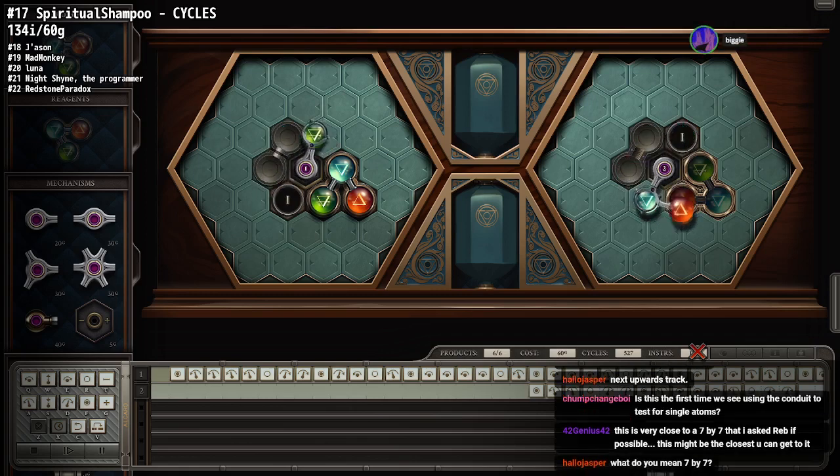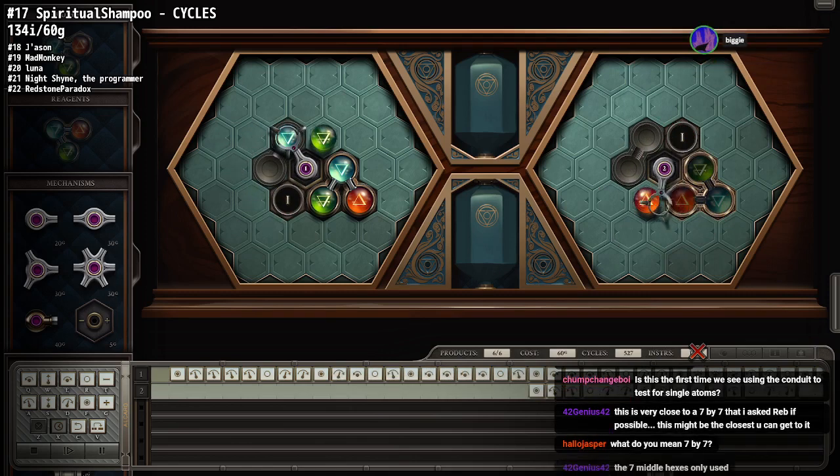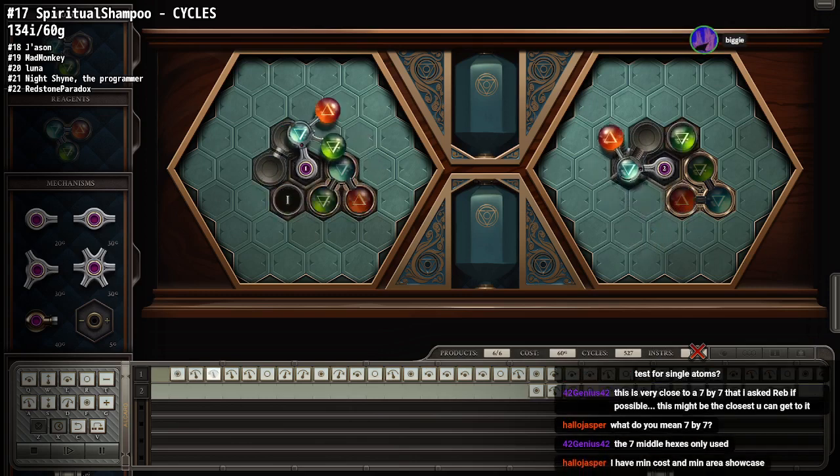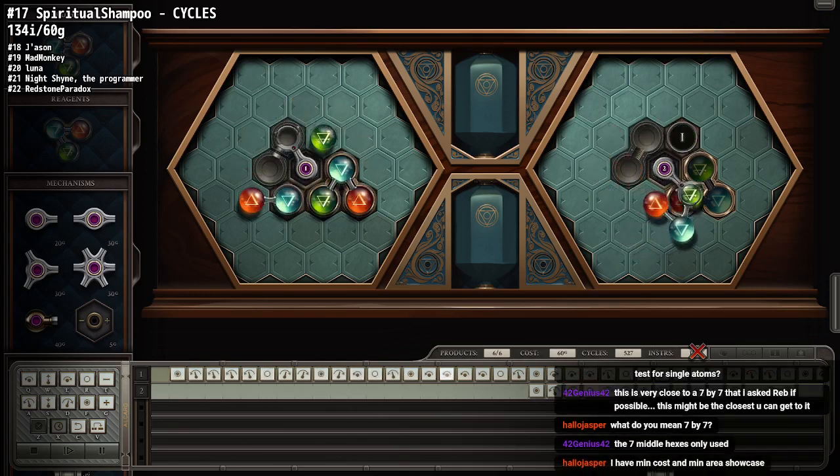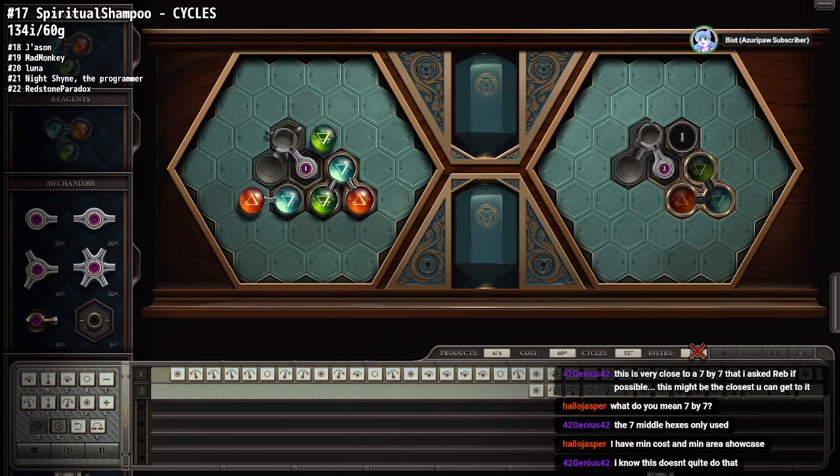So this answers my question of whether anyone did a min cost showcase. Here you go, here's min cost. Thank you for your contribution, Spiritual Shampoo. And as Genius brings up, a 7x7, which I believe is the area of the smallest chamber possible.